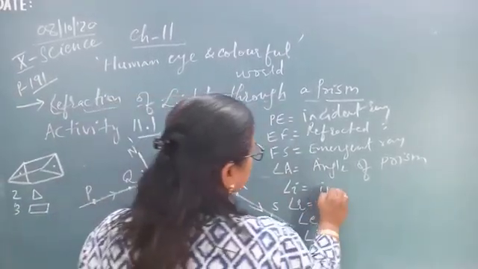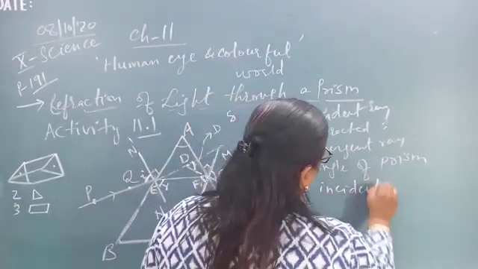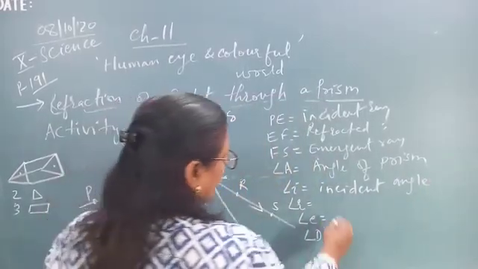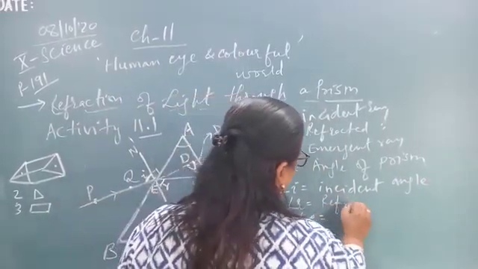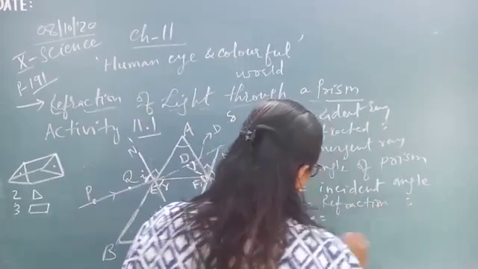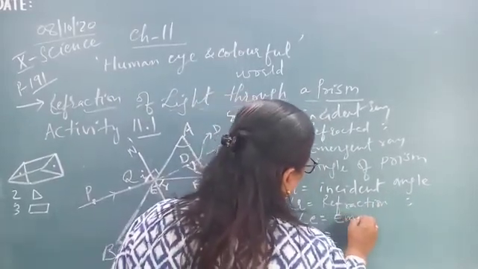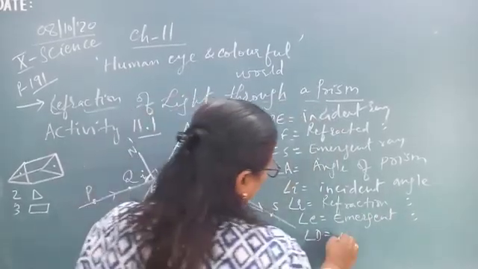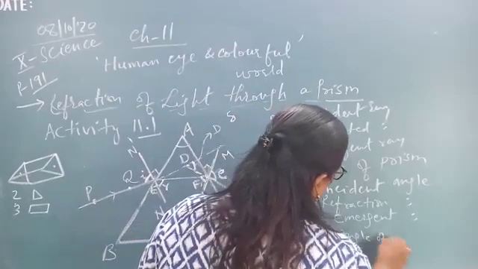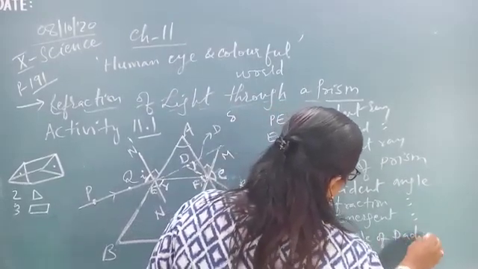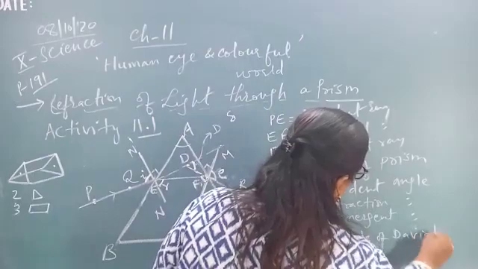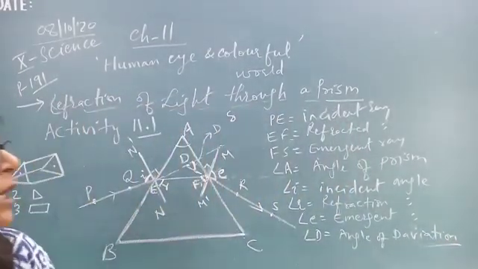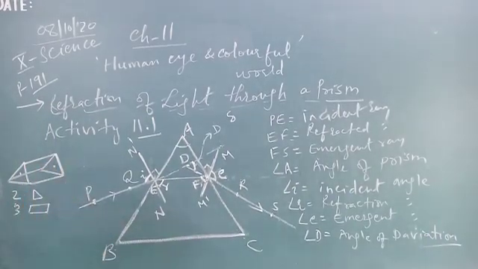Angle I is the incident angle, the angle of incidence. Angle r is the refraction angle. Then angle e is the emergent angle. Angle D is called the angle of deviation. Got it? So we have to mark all these points and their introduction.